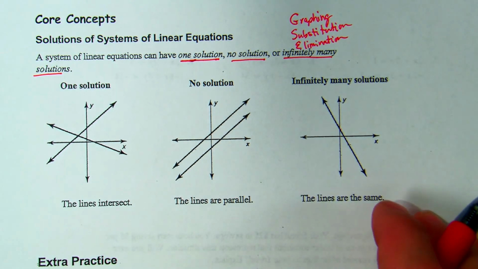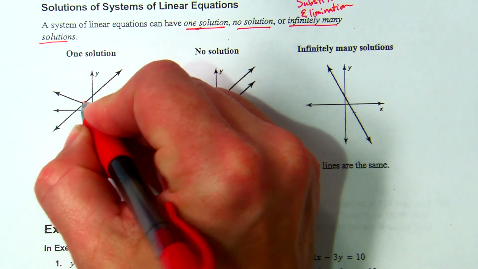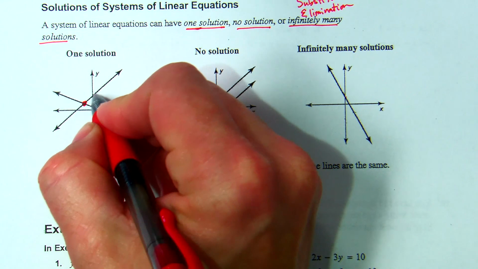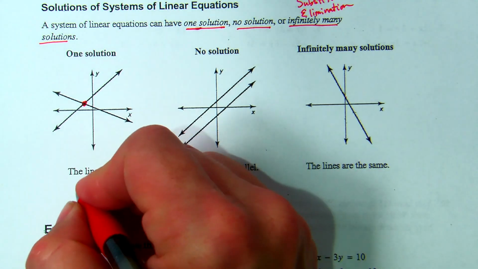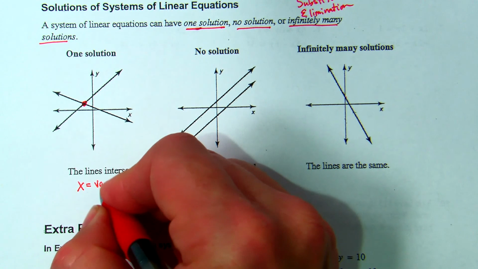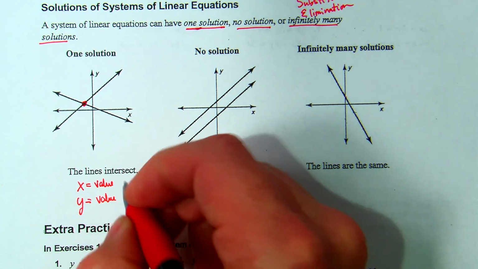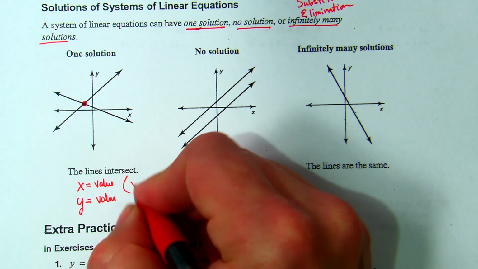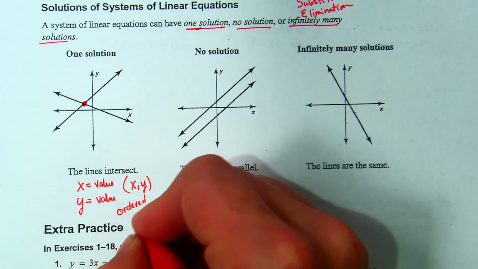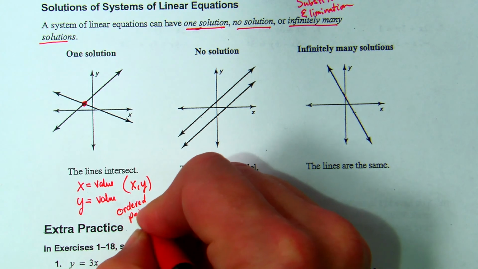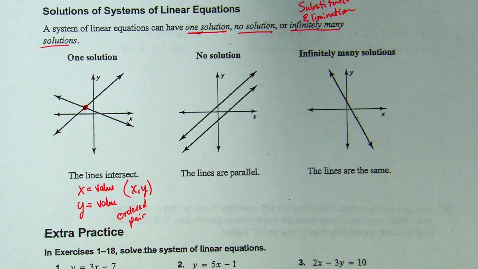In this first case, one solution, we're going to have what we've been finding all along to this point. We're going to have a coordinate or a point where both of these lines cross. And so we're going to have x equal to some value, y equal to some value, an ordered pair (x, y) that's going to satisfy both equations. Okay? And so that's what we're looking for when we say we're going to have one solution.